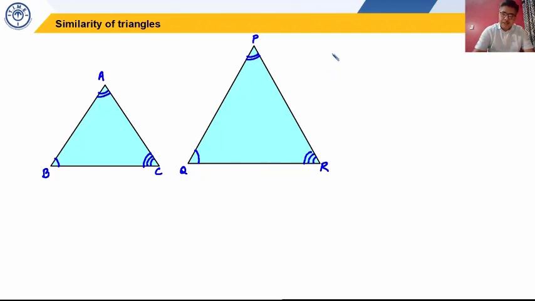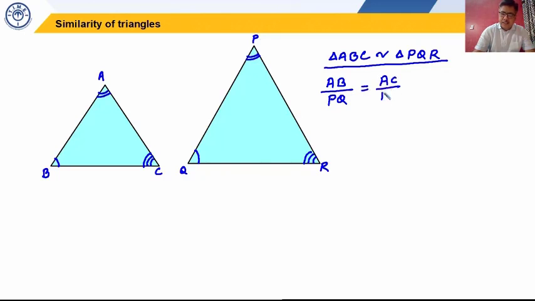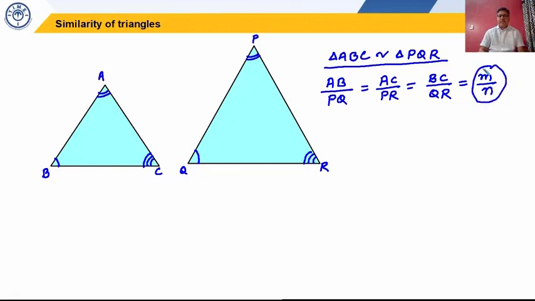If the triangles are similar, we use this kind of notation. If triangle ABC is similar to triangle PQR, then AB upon PQ is equal to AC upon PR is equal to BC upon QR. Let's say this is M is to N. So can I say the ratio of corresponding sides is M is to N?